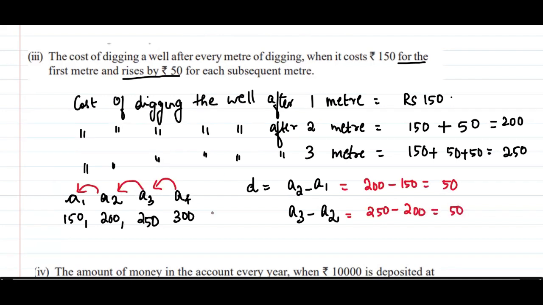So if you notice here, A3 minus A2 is equal to A2 minus A1. That is the common difference, or the D value is actually the same. So this one comes under the category of arithmetic progression. Clear? Because the D value is the same throughout the series. Clear now? Let's move on to the next one.